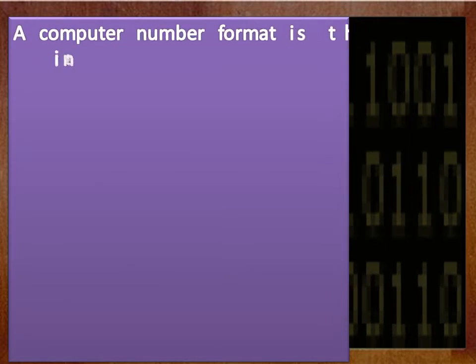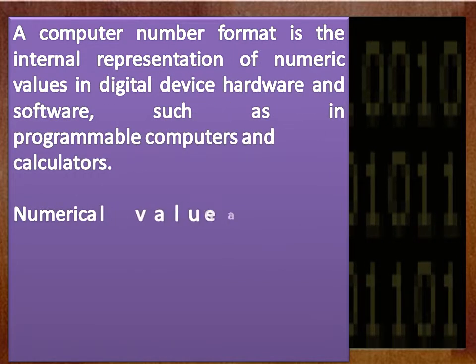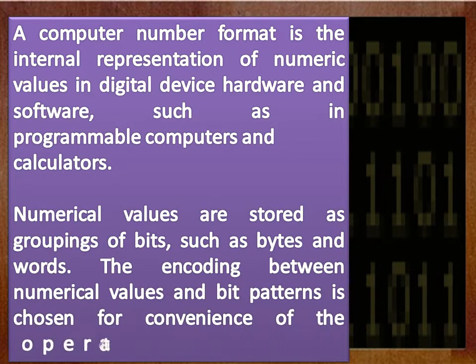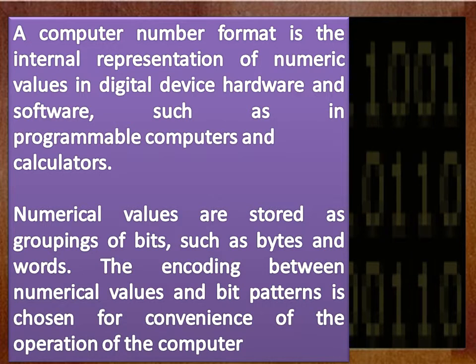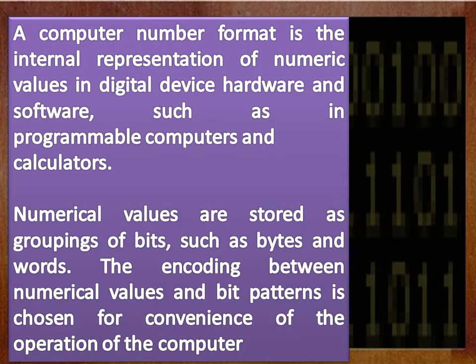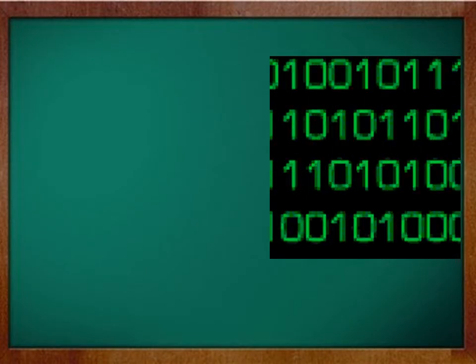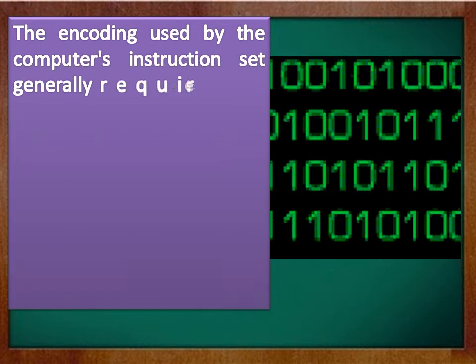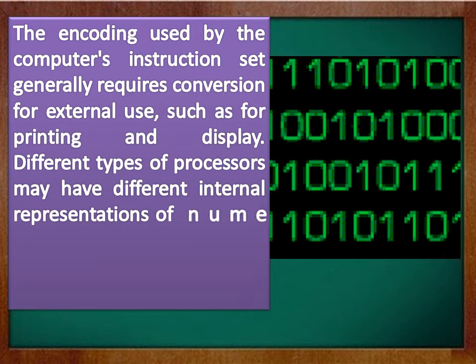A computer number format is the internal representation of numeric values in digital devices, hardware and software, such as in programmable computers and calculators. Numerical values are stored as groupings of bits, such as bytes and words. The encoding between numerical values and bit patterns is chosen for convenience of the operation of the computer. The encoding used by the computer's instruction set generally requires conversion for external use, such as for printing and display.